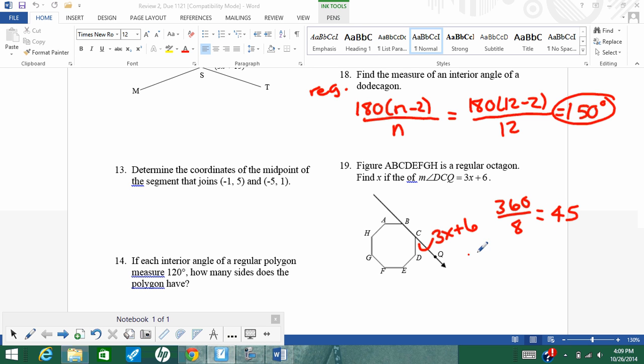So 3x plus 6 equals 45. Subtract 6 from both sides. 3x is 39. X is 13. And that's what we were looking for in the question. We're looking for x.